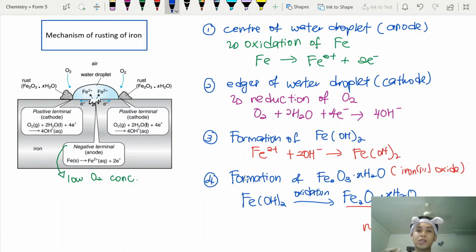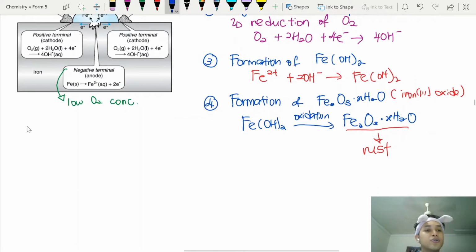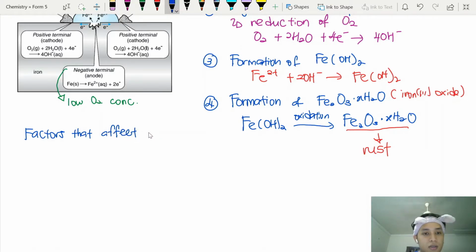So what are the factors that will affect the rusting process? Meaning, what will make the rusting process happen faster? I'm going to show you two factors that affect the speed of rusting. Meaning, if I want it to happen faster, what should I do? Two things will affect the speed of rusting: if you have salt or if you have acid.